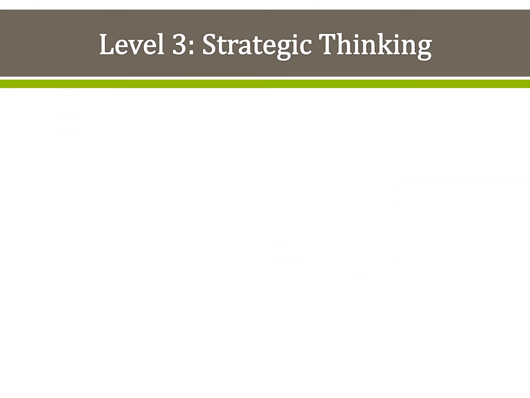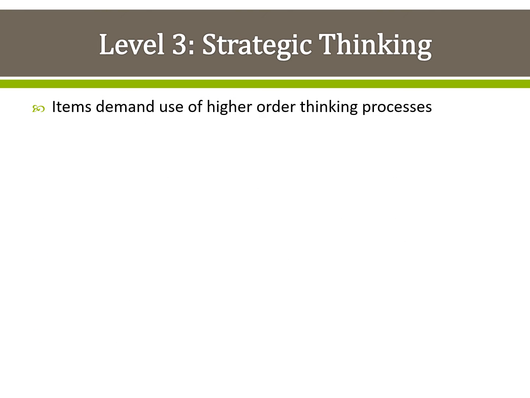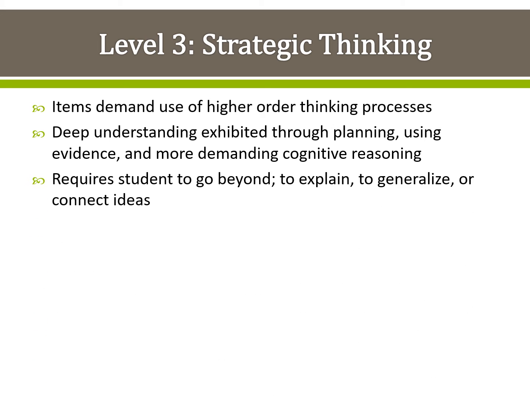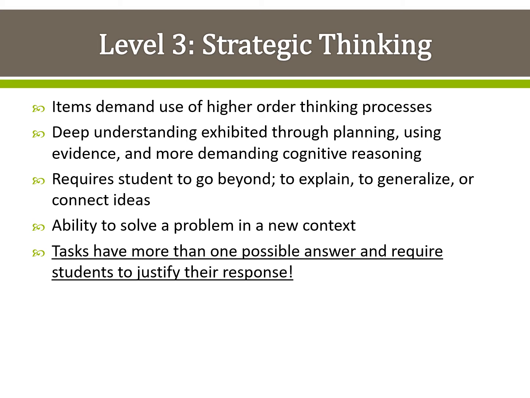Level 3, Strategic Thinking. Items demand use of higher order thinking processes, deep understanding exhibited through planning using evidence and more demanding cognitive reasoning. It requires students to go beyond, to explain, to generalize, or connect ideas, the ability to solve a problem in a new context. Tasks have more than one possible answer and require students to justify their response. On the following slide, you will see examples of tasks associated with Level 3 DOK.